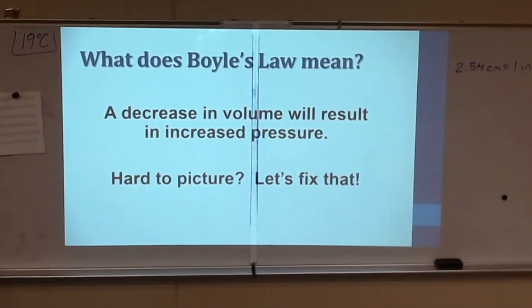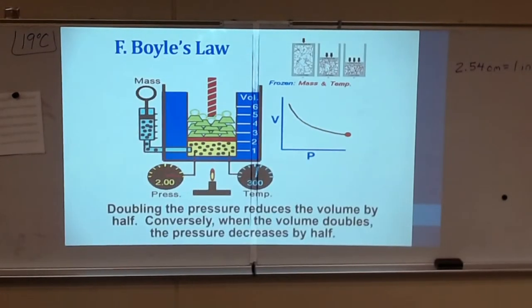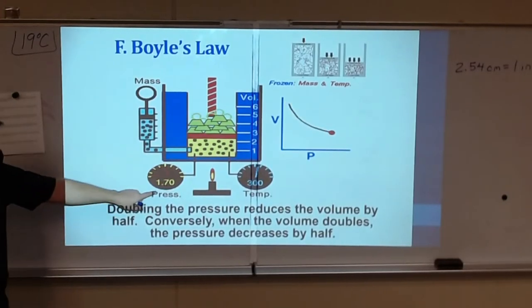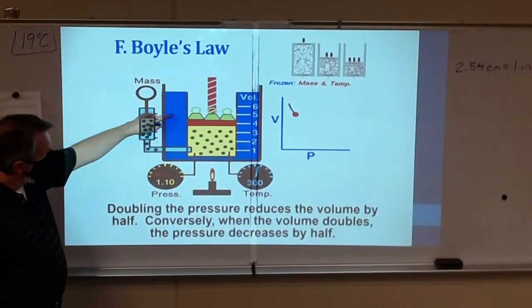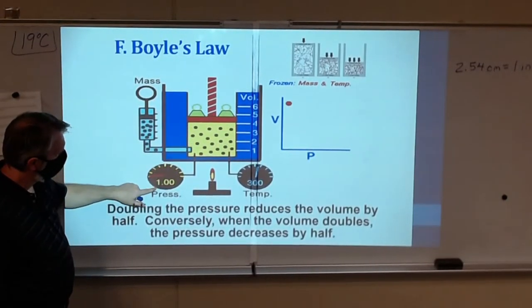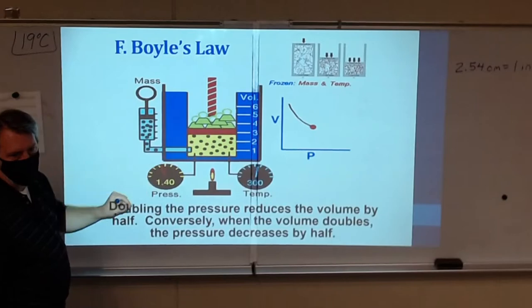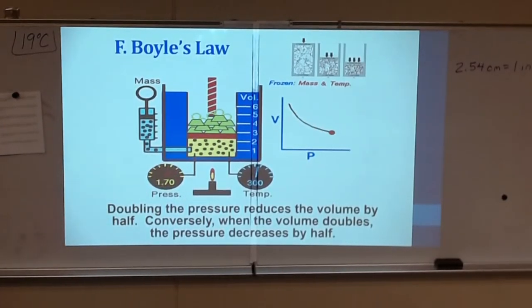Let's visualize this again. I gave you the balloon illustration, but hopefully this will work too. Notice I'm leaving the temperature the same. I'm leaving the amount of gas the same, but I'm increasing the pressure. The volume's decreasing, and it's directly proportional. It turns out if I double the pressure, I reduce the volume by half. And when the volume doubles, the pressure decreases by half.